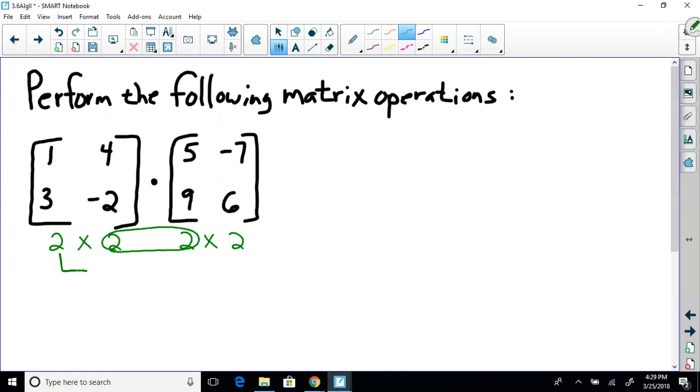The outside two numbers, in this case 2 by 2, will be the size of your answer matrix. So our answer will be a 2 by 2 matrix.